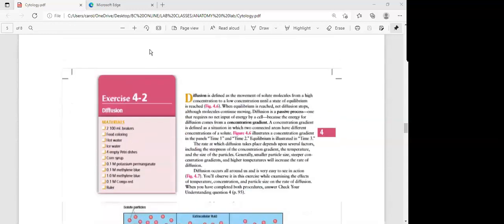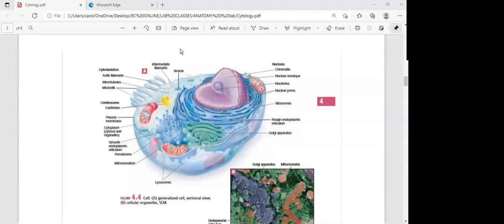Right here, we have diffusion. What is diffusion? Well, if we go back to the cell, we can see that the cell doesn't have a door or a mouth, right? So how do we get the material that's necessary inside the cell? It's going to be obtained or released by the cell by a process called cell transportation.